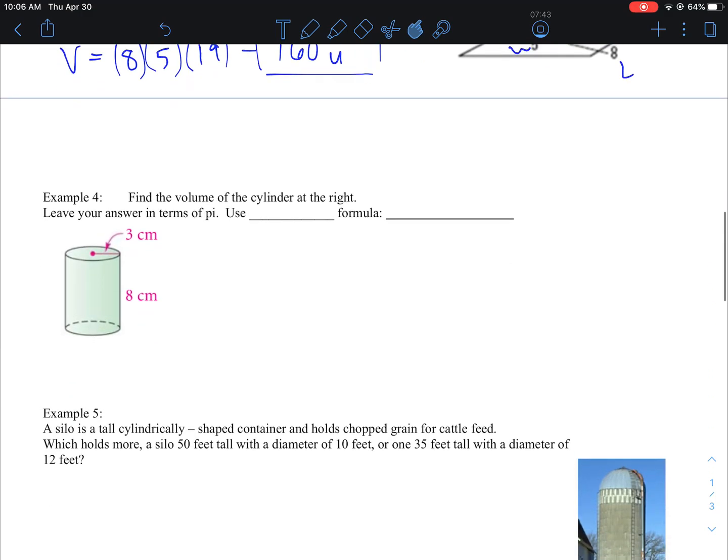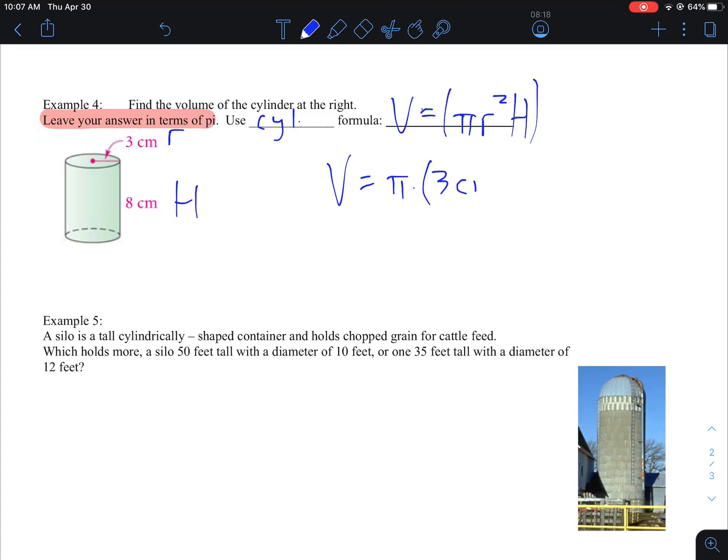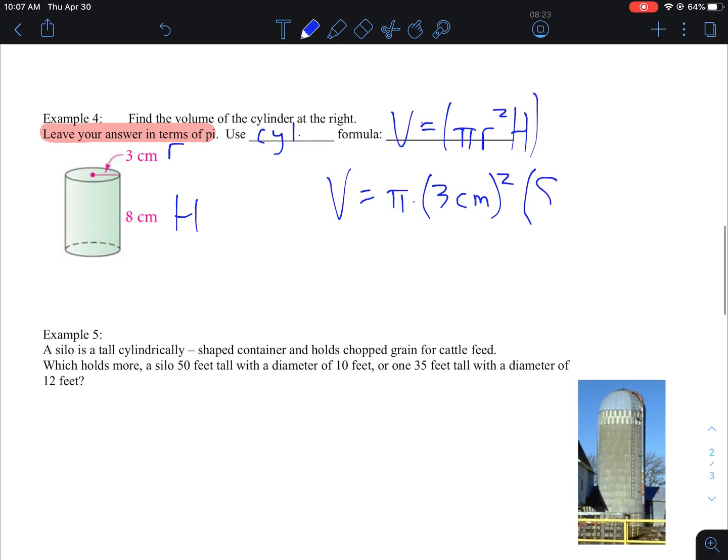All right, we're going to move on to cylinder. Cylinder has a circle base. So if you remember, for a cylinder, the formula was pi r squared times the height of the entire cylinder. Okay, and here we go. In this problem, the radius is 3 and the height is 8. So it says to leave our answer in terms of pi. Cool, we've done that before. So here we go. We have pi times the radius, which is 3 centimeters, squared, times the height, which is 8 centimeters.